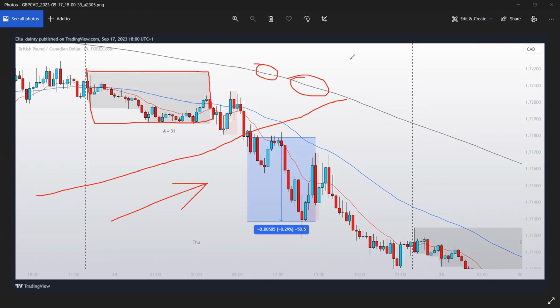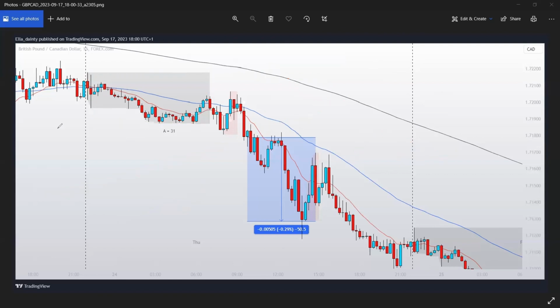Just keep that in mind, because if you don't know the direction you're looking for, you're going to get confused, right? Because this is a continuation type of setup, this is a scalping continuation trade, you don't want to be in consolidation, and you don't want to be trading this going against the trend, right? It's not going to work that way. You have to go in line with the trend.